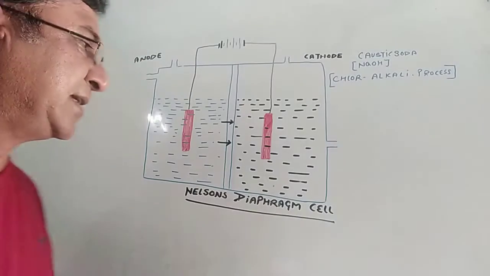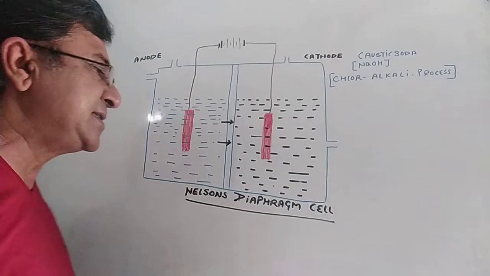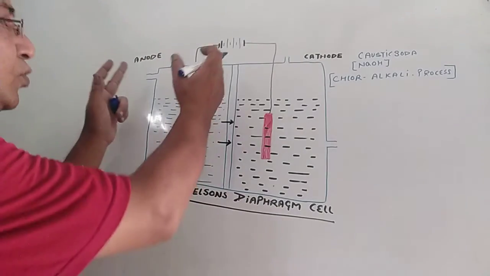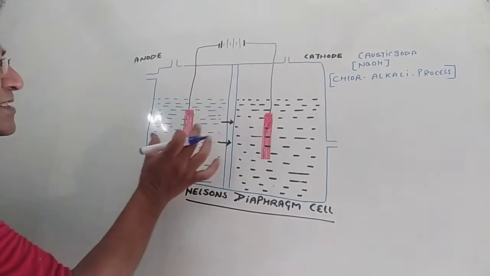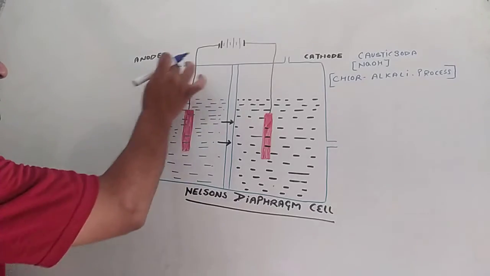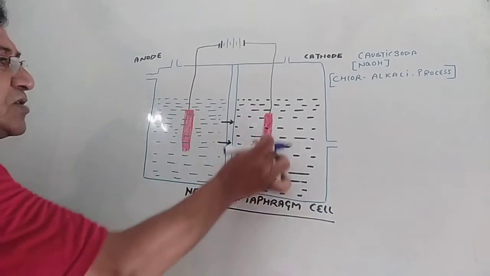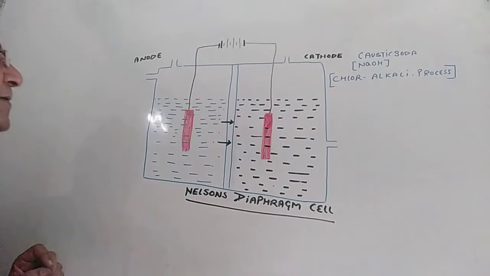Now next, it is prepared in Nelson's diaphragm cell. It is basically an electrolytic cell. It has two portions. One is connected to the anode, the other one is connected to the cathode. There are two electrodes which are connected to the battery.